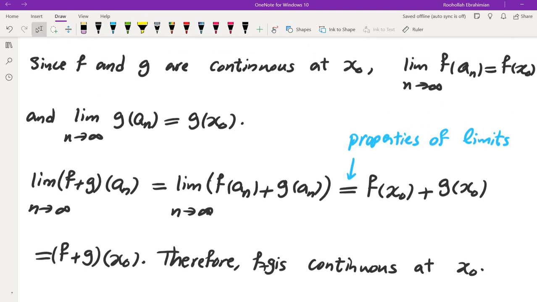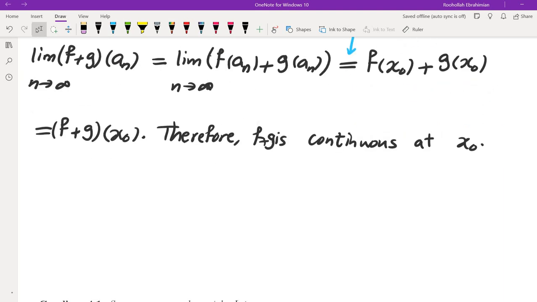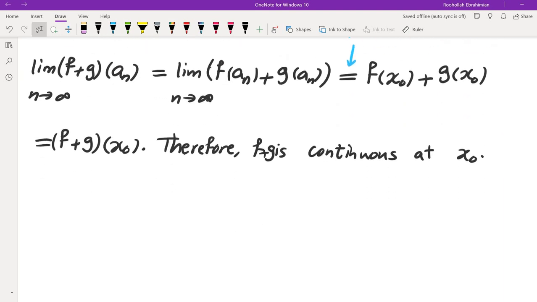So there is really nothing new here. The only thing that is new here is the definition of continuity. Because the main thing is properties of limits that I'm using here. And then it's the exact same process for product and sum.